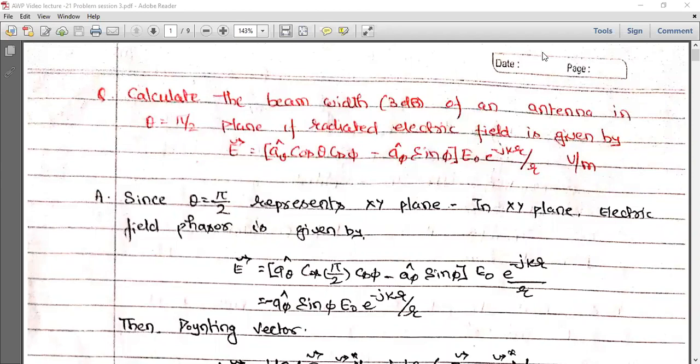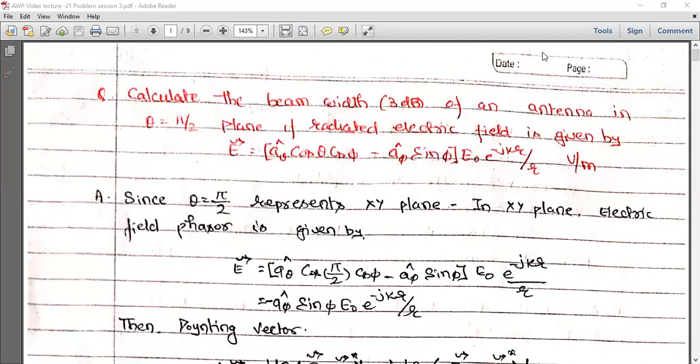And in our last two sessions we have been through many problems of spherical coordinate system and related to radiation characteristics of antenna. In this lecture we continue with the same theme also. Today we will have some more problems on radiation characteristics of antenna.